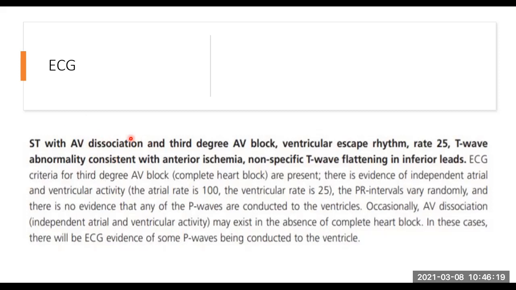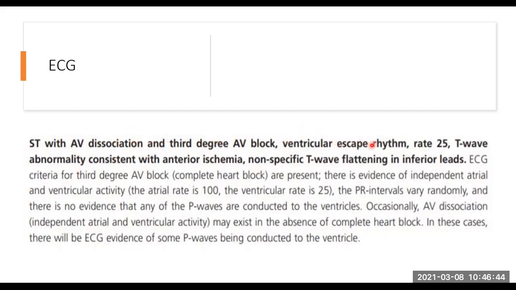With AV dissociation and third-degree AV block, we spent a lot of time talking about this morning, and we're going to get into it now. I don't know about you guys, but when I was at varsity, when they started talking about things like AV dissociation and third-degree AV block, I just switched off because I thought, geez, this sounds boring, and it doesn't sound like something I'll ever be able to get into my head. But I'm going to teach you guys about it just now.